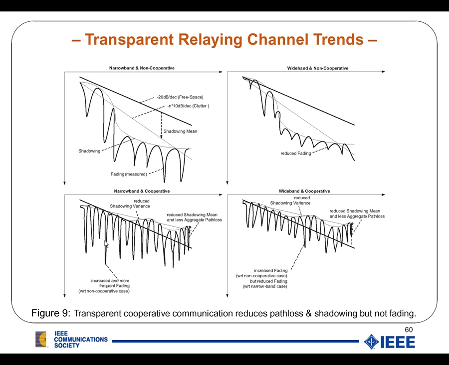this happens. So we bear in mind a transparent relaying channel will have more or less the same tendency as a regenerative one, with the only exception that the fades are significantly deeper. If we go to the wideband cooperative case, we see that the fades are reduced and otherwise the tendencies remain the same, which means we have less aggregate path loss and we have a reduced shadowing variance.